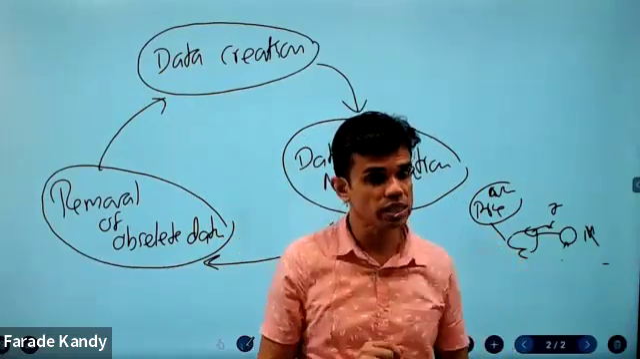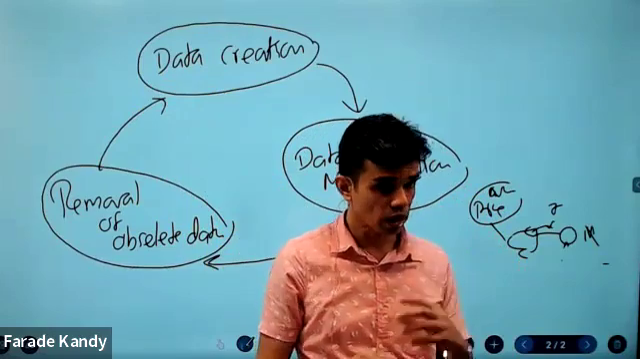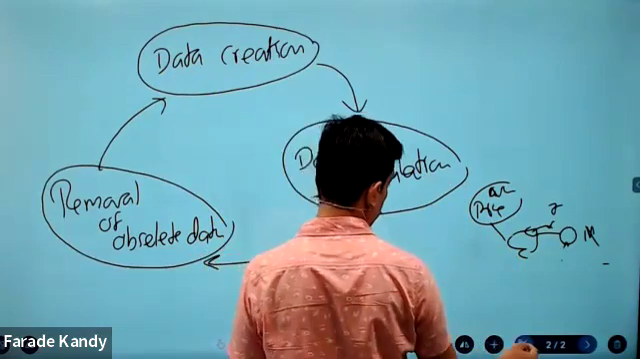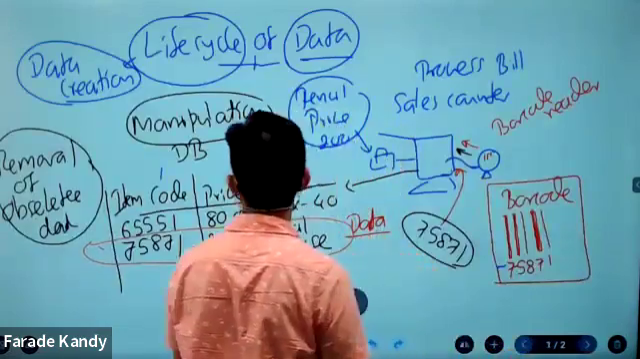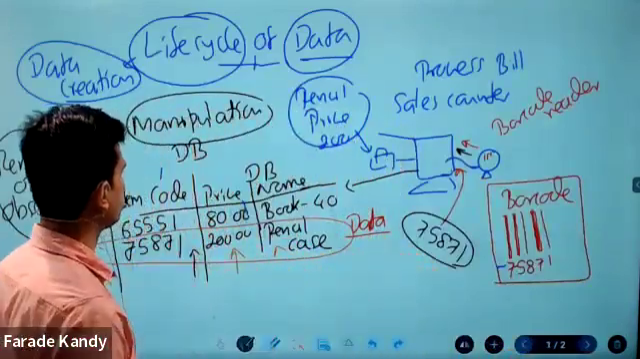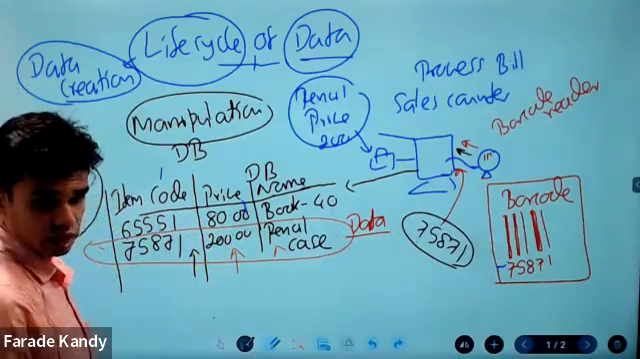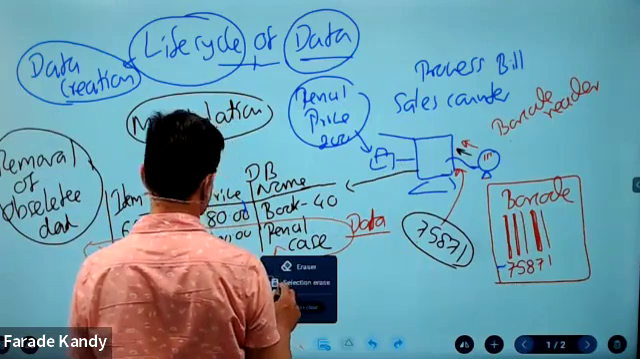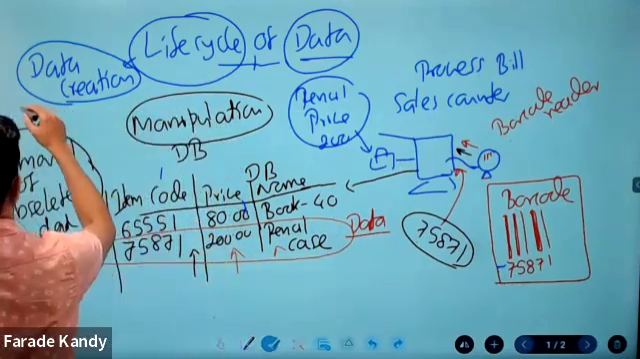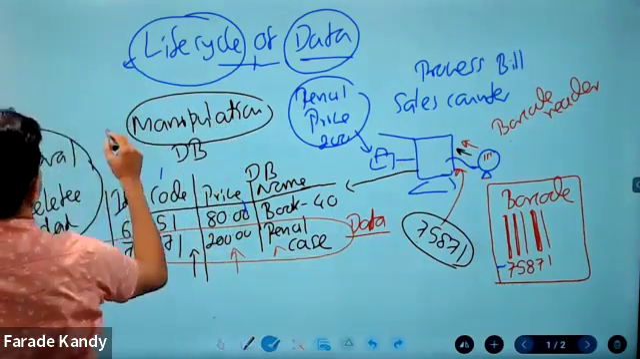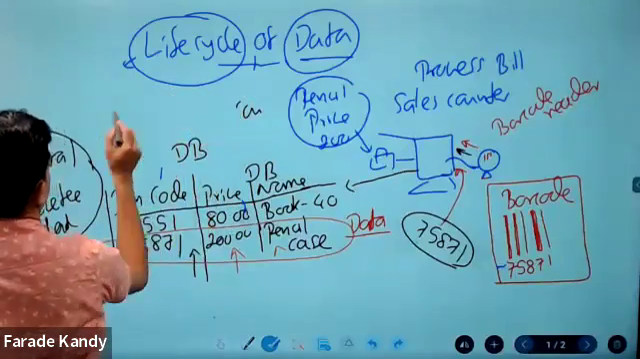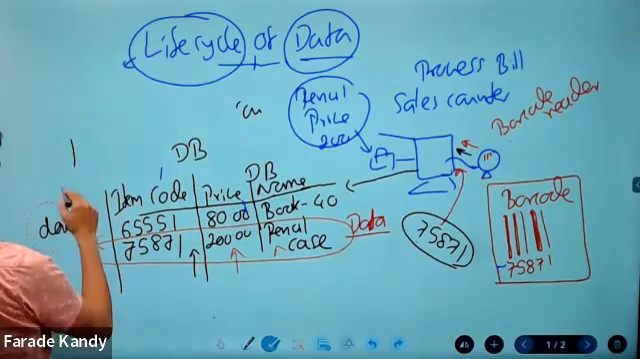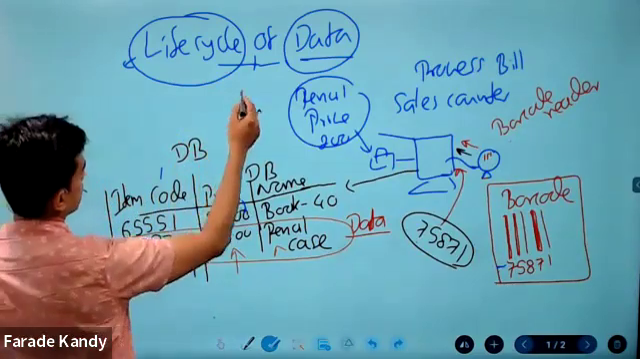One example I took is sales. There are many other examples, and we'll take a few of them. For the moment, I hope that you got the idea of what these concepts are. Right. Then the life cycle of data.